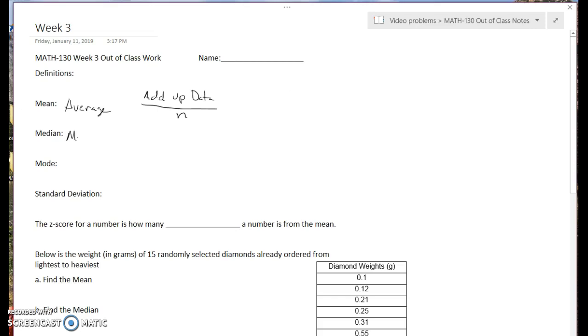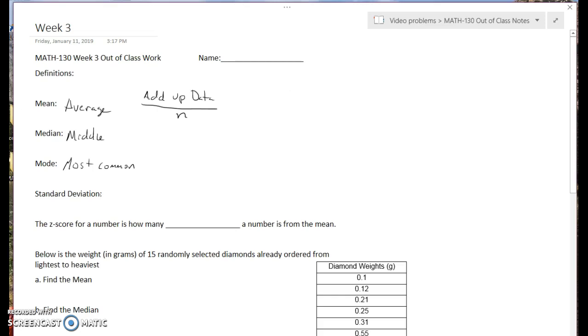Median is the actual middle. For the median, we line up all the values least to greatest and we find the true middle value. And then for the mode, we're going to say most common, or the value that shows up most commonly.